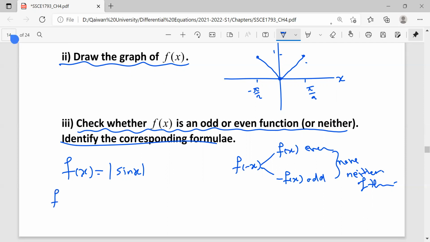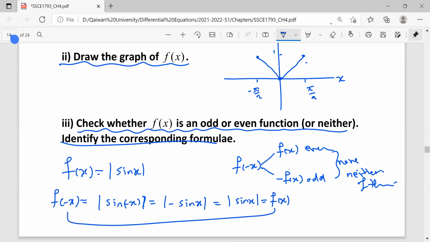Here we find f of minus x. F of minus x is the absolute value of sine of minus x. And sine of minus x is minus sine x, so this equals the absolute value of sine x, and this equals f of x. As you see, f of minus x equals f of x. That means the function is an even function.